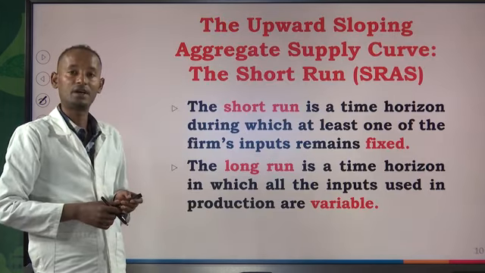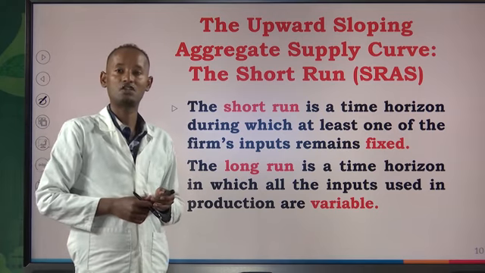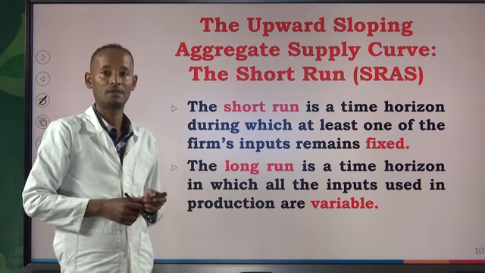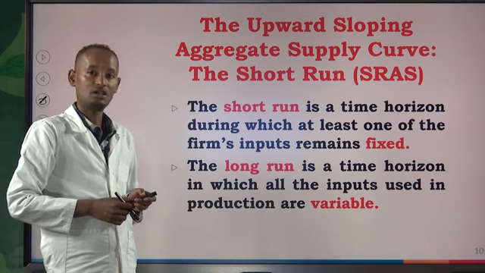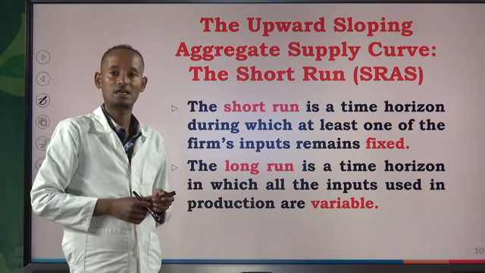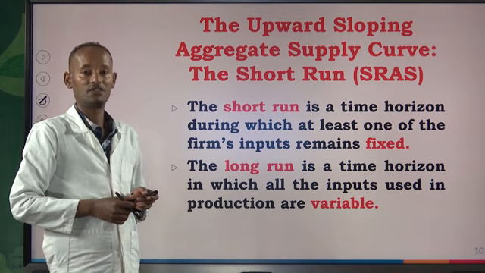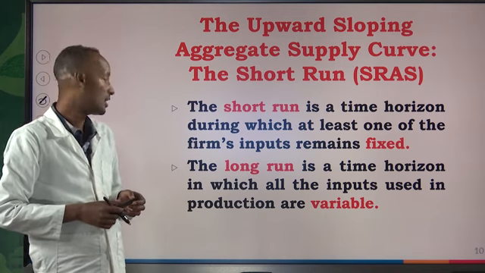The upward sloping aggregate supply curve is also called the short run aggregate supply curve. Before we see the upward sloping or short run aggregate supply curve, let's see the difference between the short run and the long run.